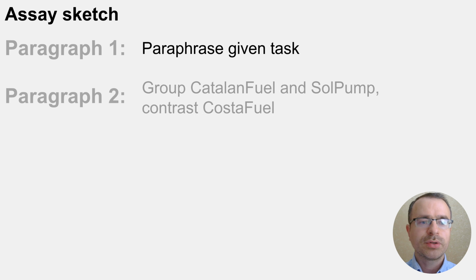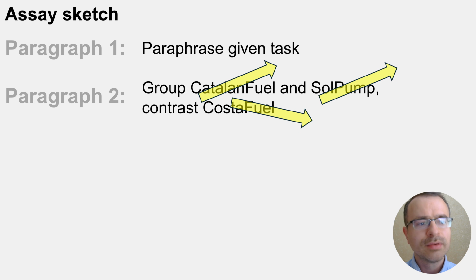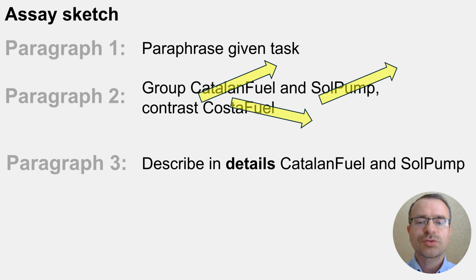So I propose to write the following sketch. For paragraph 1, we're going to paraphrase the given task once again. For paragraph 2, we're going to group Catalan Fuel and Salt Pump because they both go up, and we're going to contrast that to the Cost of Fuel.